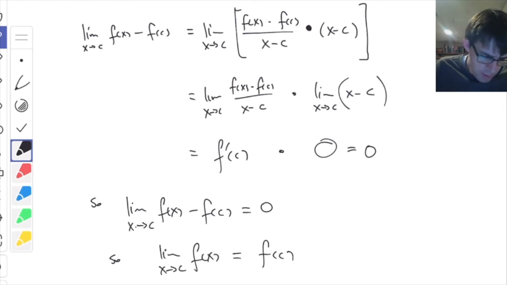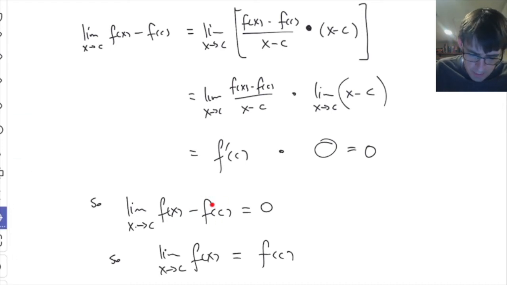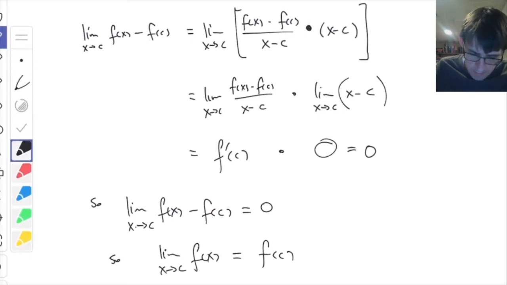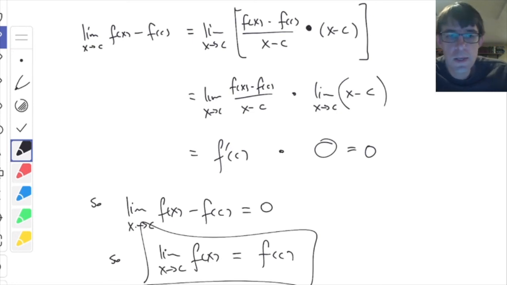You might worry about, can I bust this out of the limit? Yeah, this f of c is just a constant inside this limit, so you can move it to the other side without worrying about the limit. All right, and this is what I wanted to show. This means that f is continuous at c.